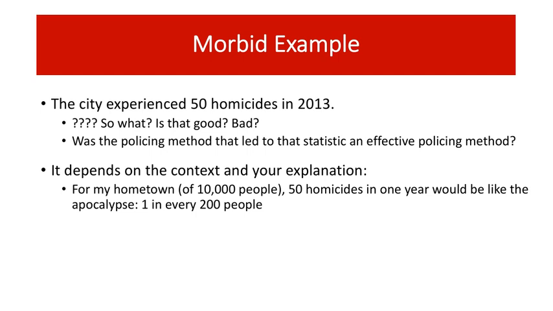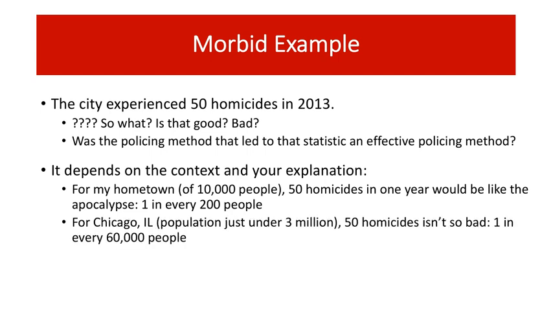So, for example, if 50 homicides occurred in 1 year from my hometown, that would basically have been the apocalypse, and it would have been very, very bad. So my hometown only has about 10,000 people, and if 50 homicides occurred in 1 year, that means that 1 in every 200 people would have been killed, and so everybody in that town would have been directly affected.